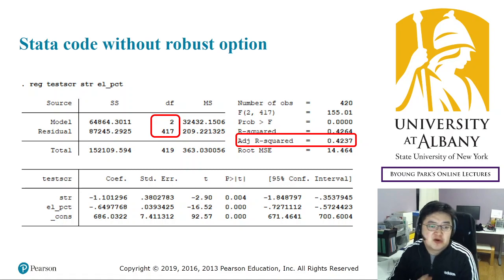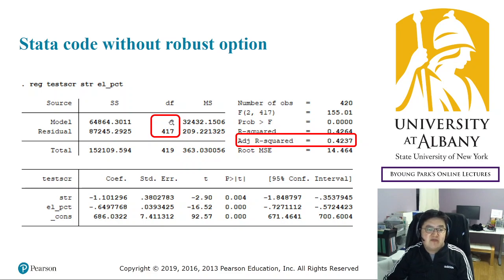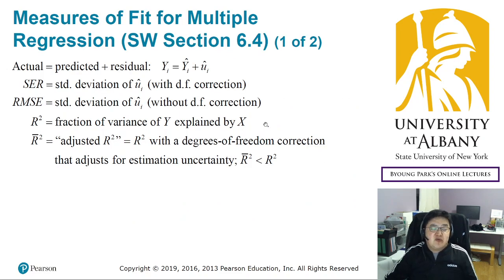So we learned how to interpret this, and I noted two major differences from the single regressor case. From the single regressor case, you have this difference, and adjusted R squared is now different from the original R squared. And let's review what we have done.